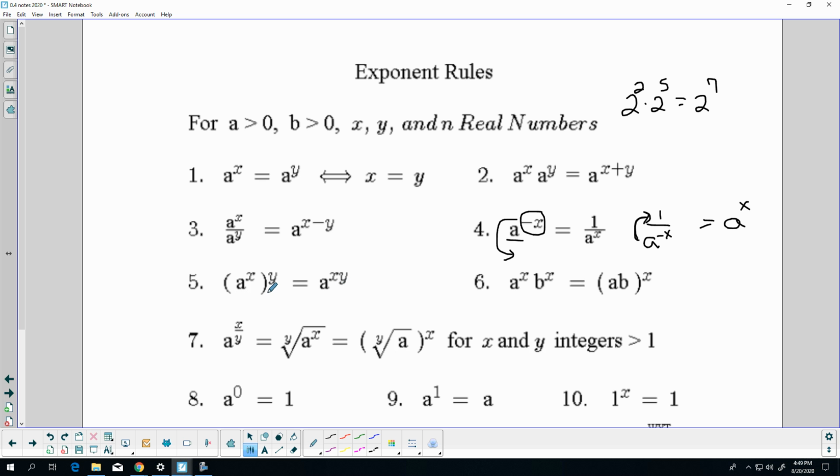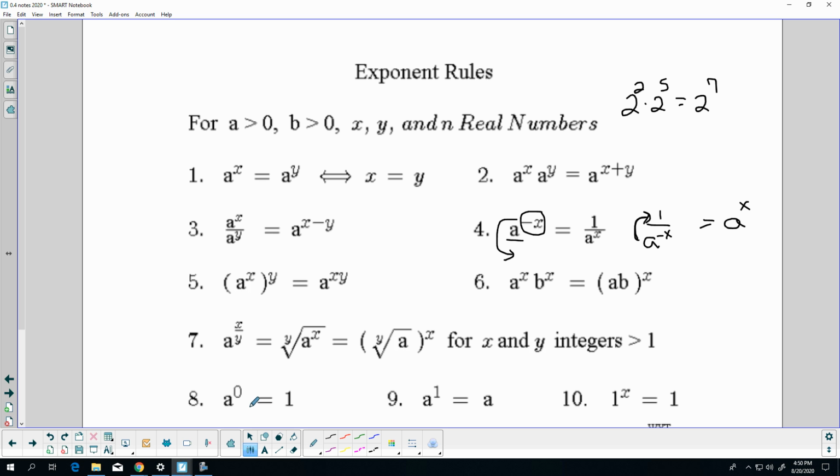Number 5 is a power of a power, and that just means that you are going to multiply your exponents. On number 6, I always first think of it as ab to the x. Anything on the outside of the parentheses as an exponent has to be applied to the inside. On number 7, that's what we talked about in part 1 of our video.